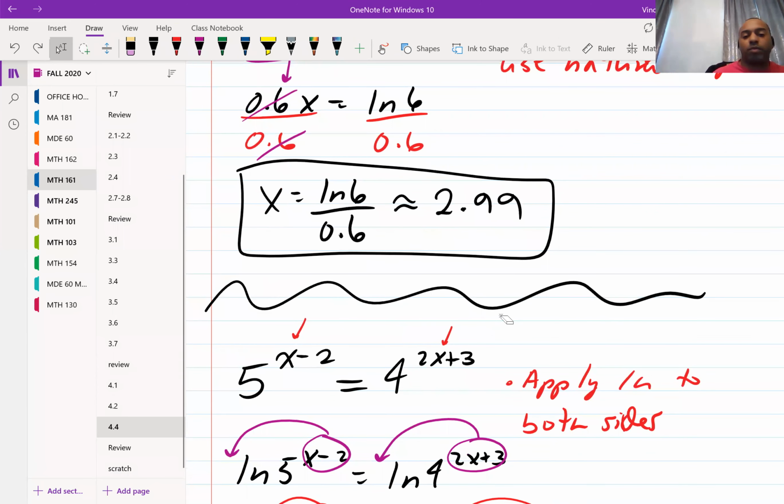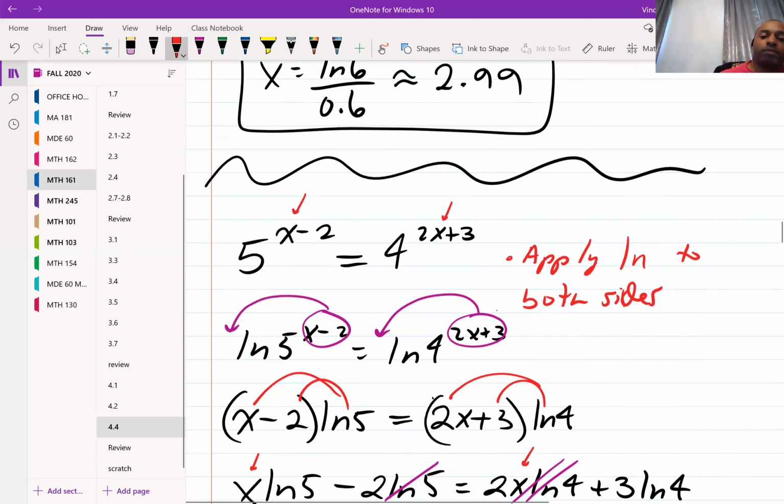So the next one, we have 5 to the x minus 2 equal to 4 to the 2x plus 3. The x minus 2 and the 2x plus 3 are exponents. Once again, we need access to those x's in the exponents. So what we'll do is take the natural log and apply it to both sides so that we can bring those exponents down front.